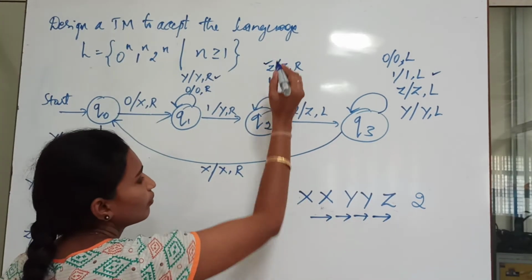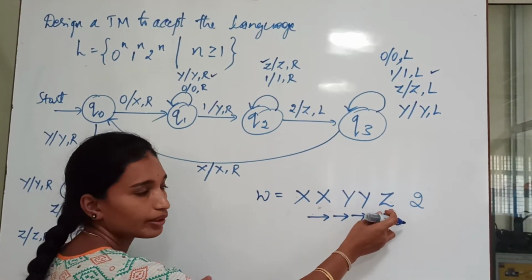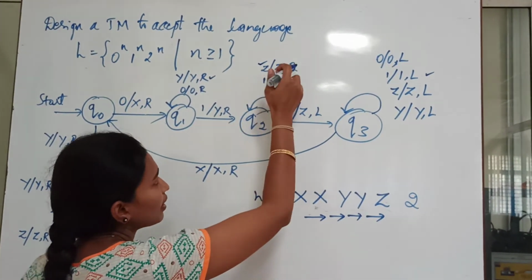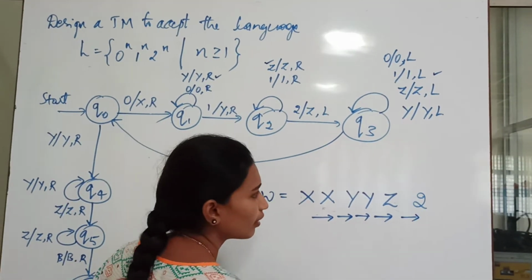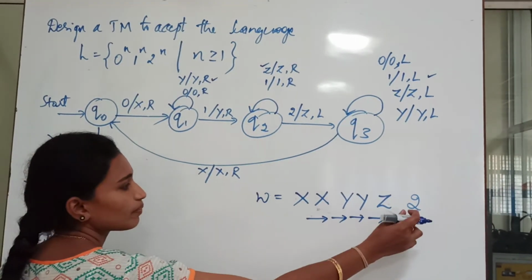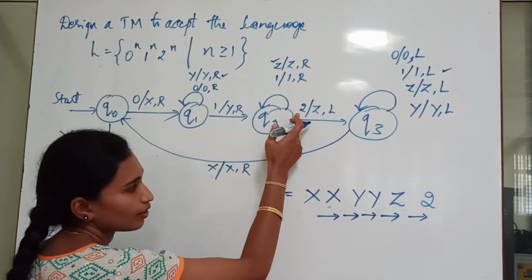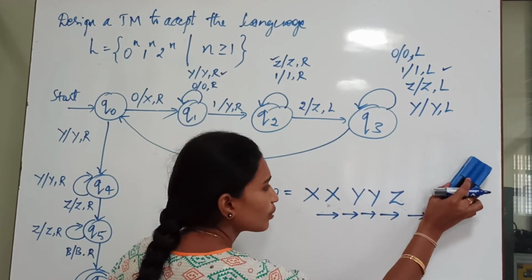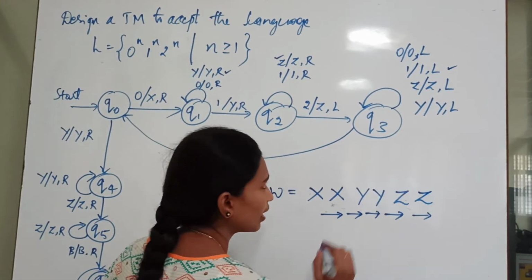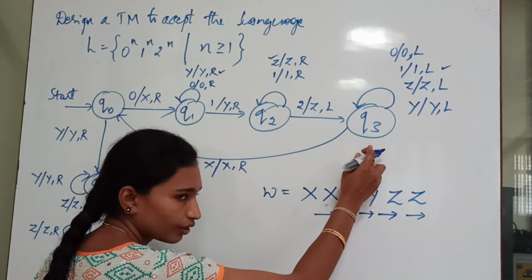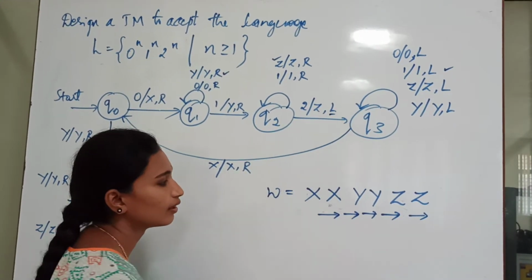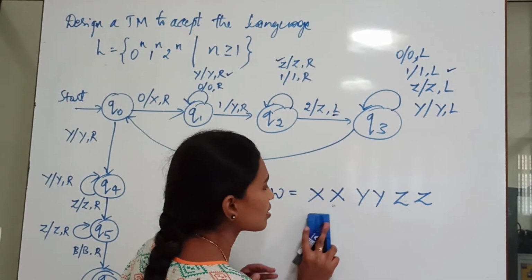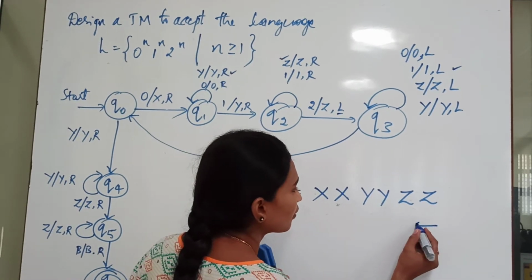The next input symbol is Z. Since a 2 has already been replaced by Z, replace that Z by Z only and take a right move. Now the next input symbol is 2. So here it is 2. Replace that 2 by Z and change the state to Q3 by taking a left move.